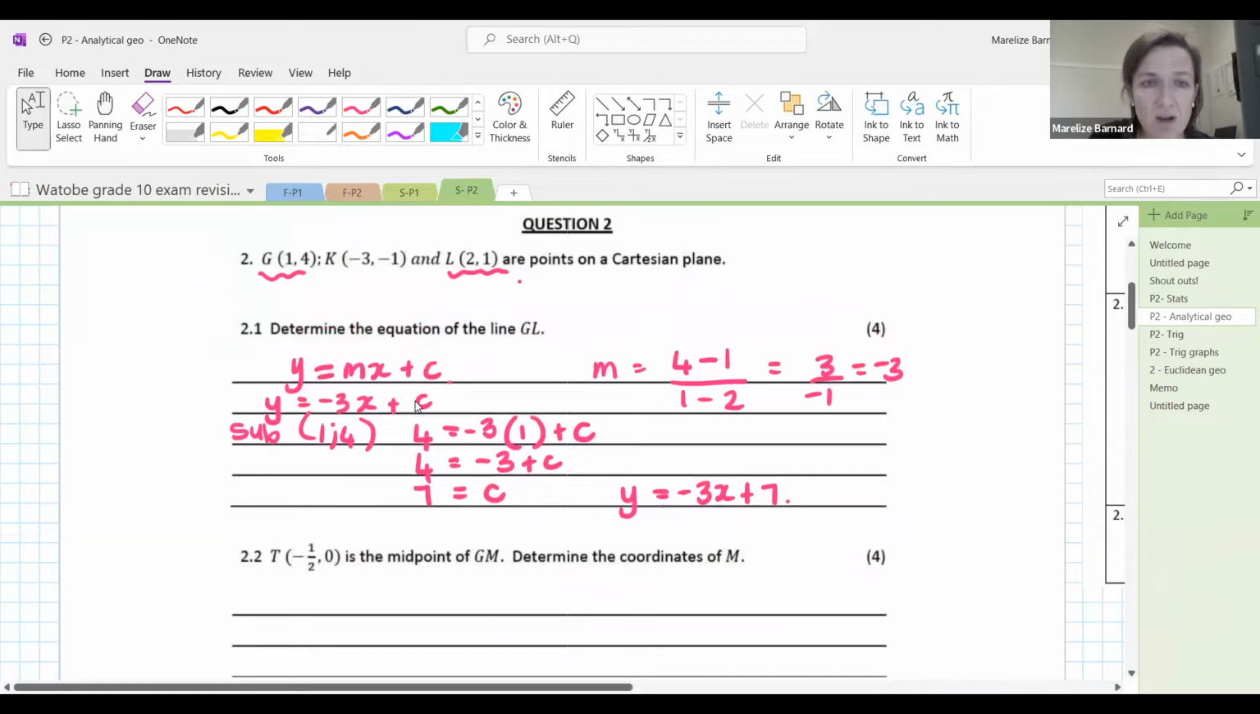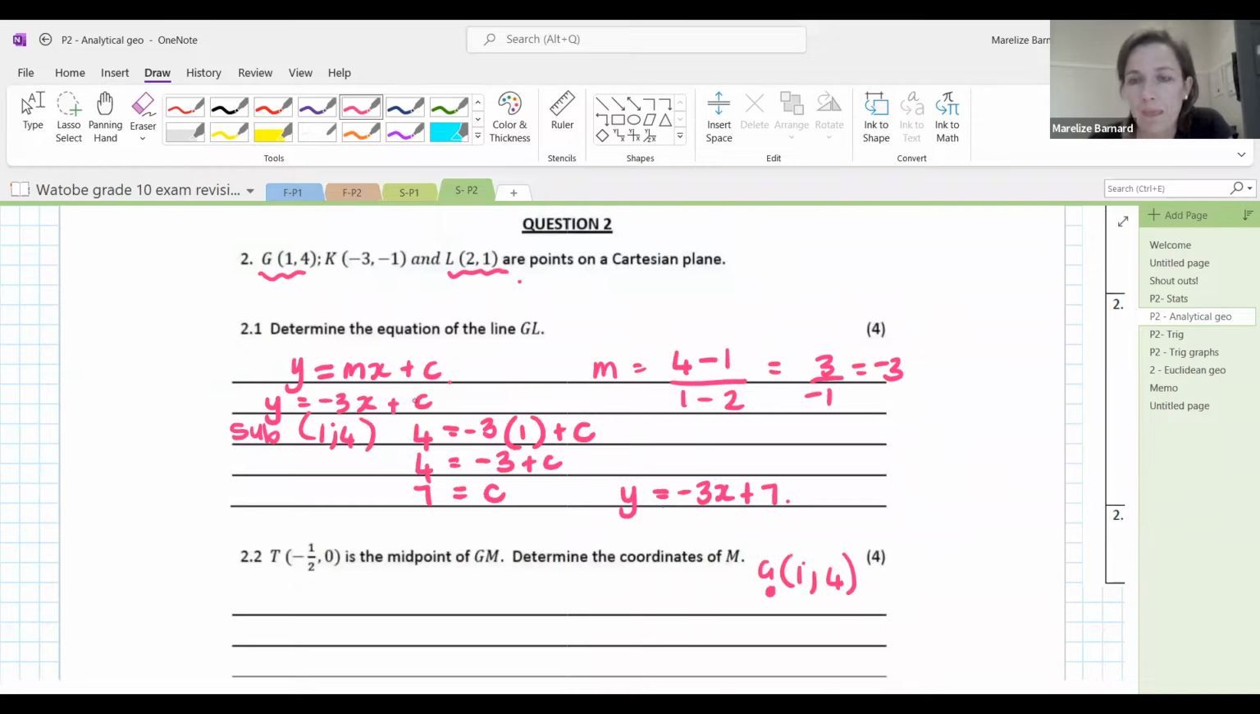Okay, so let's go on. Let's see what's next. So T (-1/2; 0) is the midpoint of GM. So let's draw this. Let's make a little diagram. Here's G. The coordinates for G are (1; 4). Maybe what we must do is make a better sketch where we are actually making a little Cartesian plane. And G is (1; 4).